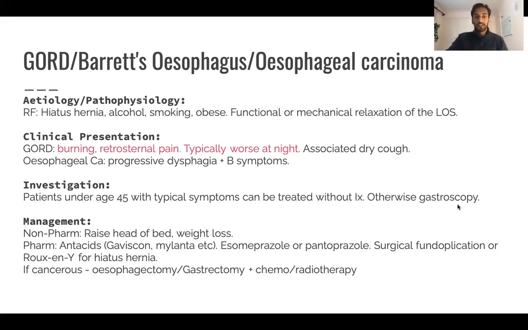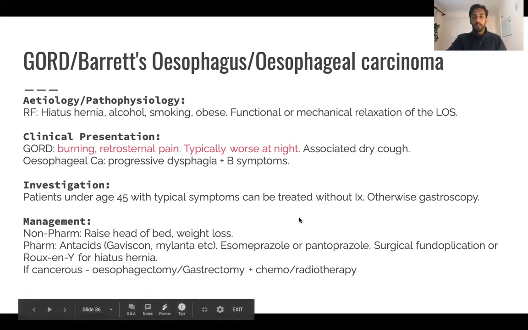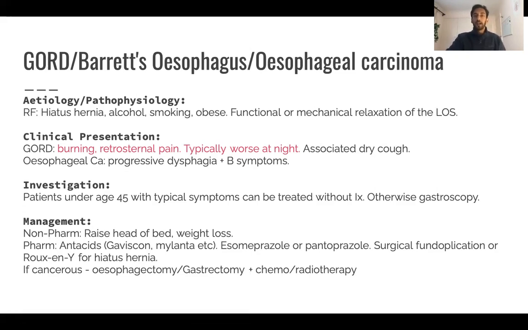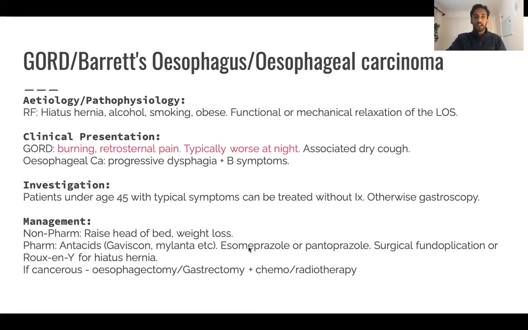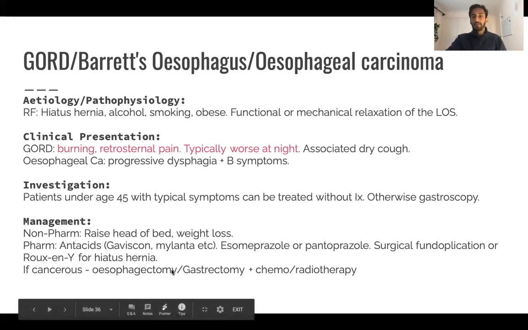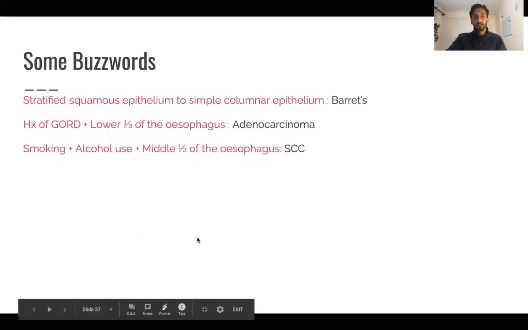So on investigation, for GORD itself, you don't need to worry about doing any investigations. But if you're starting to suspect Barrett's or esophageal carcinoma because they've had it for a while, then you would do a gastroscopy. In terms of the management, I haven't really highlighted any of this because it's usually just symptomatic. So non-pharmacologically, raising the head of the bed could decrease your cough at night. Omeprazole or antacids are your best options for pharmacological therapy. And if you start to get a cancer, then you'll go down your cancer route.